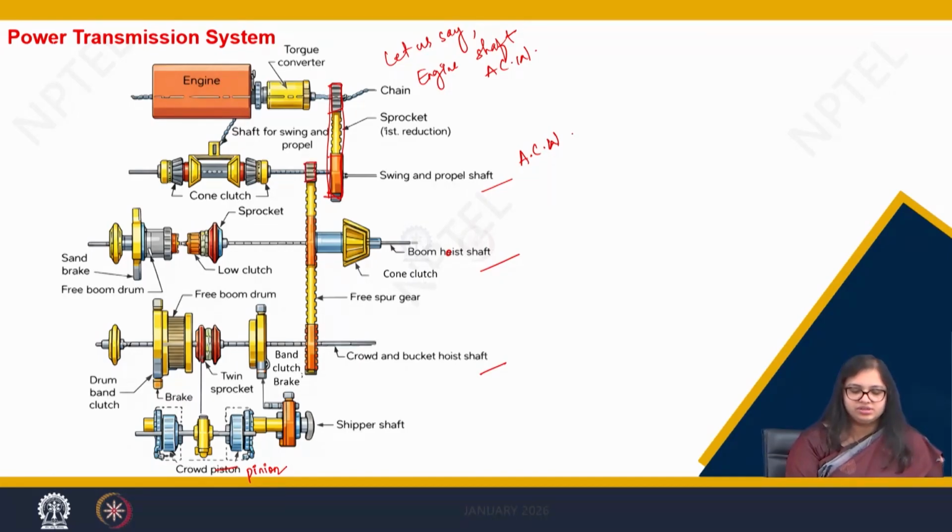So, this is the gear which is housed on the swing and propel shaft. Now, this is engaged with the boom hoist shaft, where my boom hoist shaft will rotate in clockwise direction, and my crowd and bucket hoist shaft will rotate in anti-clockwise direction. So, now let us go into details of the swing and propel shaft.